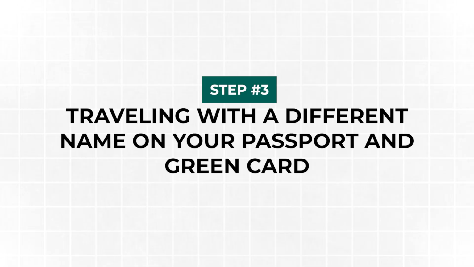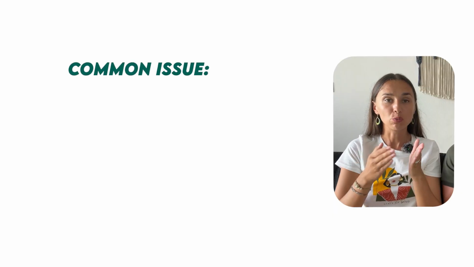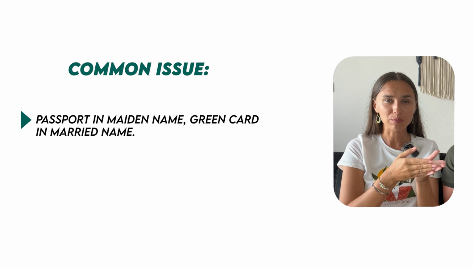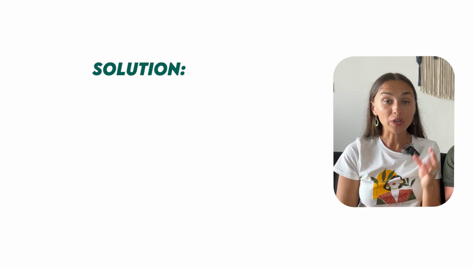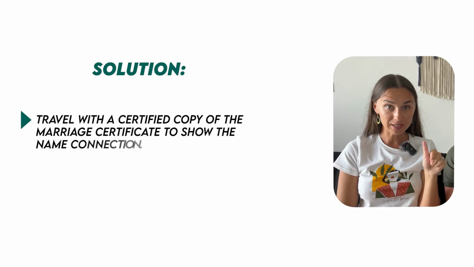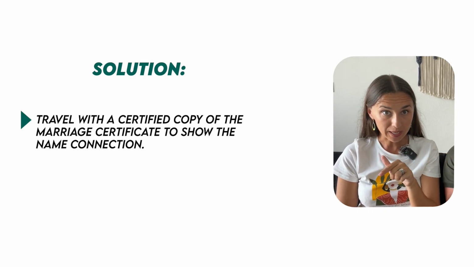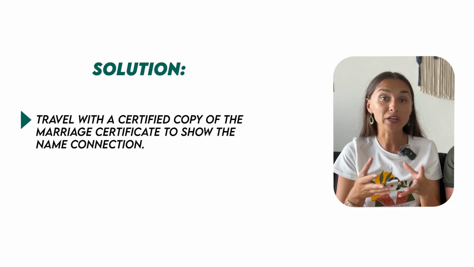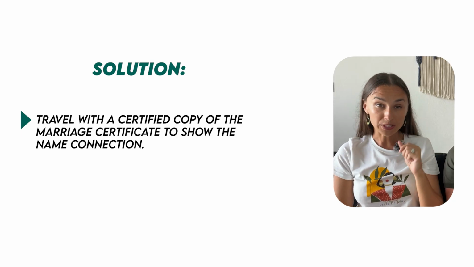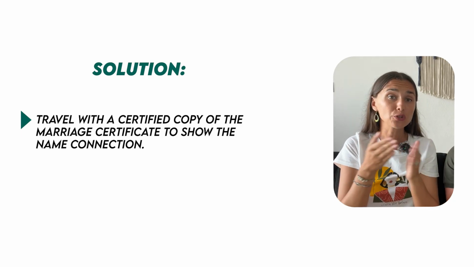Now to step 3, which is traveling with a different name on your passport and green card. Another question we get a lot is, okay, so what if my green card has my new married name, but my passport still has my maiden name? How can I travel? Here's what you need to know. If your passport is still in your maiden name, but your green card has your married name, you can usually still travel as long as you carry a certified copy of your marriage certificate with you. This shows the connection between your maiden name and your new married name.